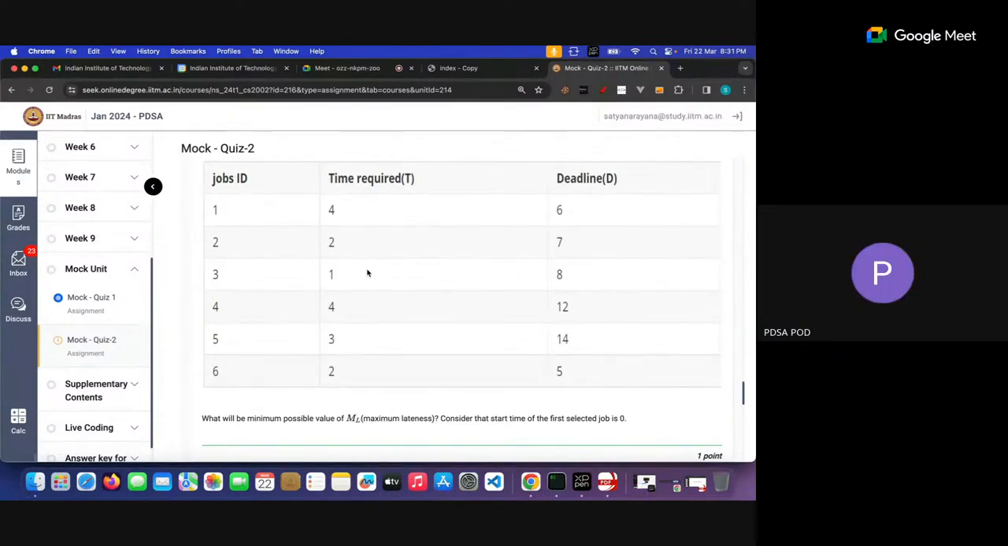If you do the sorting based on the time required, what will be the first job? The third job, am I right?